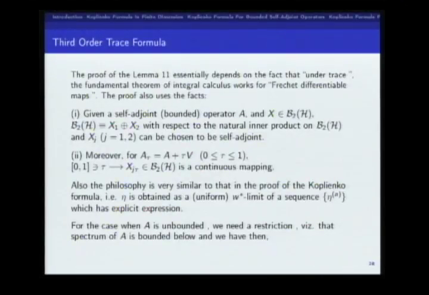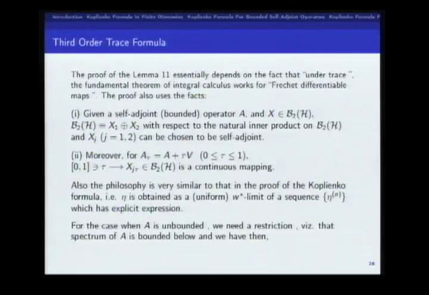Moreover, if I take A tau instead of A and make this decomposition with respect to A tau, then each of these components, x j tau, j equal to 1 and 2, as a map from tau to x j tau, taking values in B2H, is a continuous map. Also, the philosophy here is very similar to the proof of the Koplienko formula, namely eta is obtained as a uniform W star limit of a sequence eta n which has an explicit expression. Now, to handle the case A unbounded, here we need a little bit of restriction. We are able to prove so far with a slight restriction, namely the spectrum of A is bounded below. That means it doesn't go to minus infinity. So it is above some point.